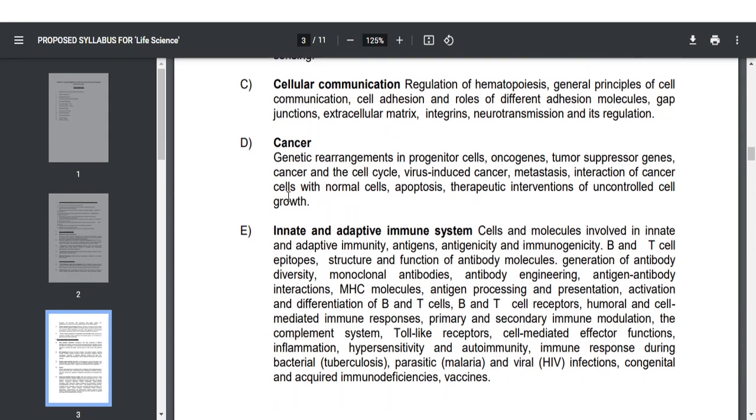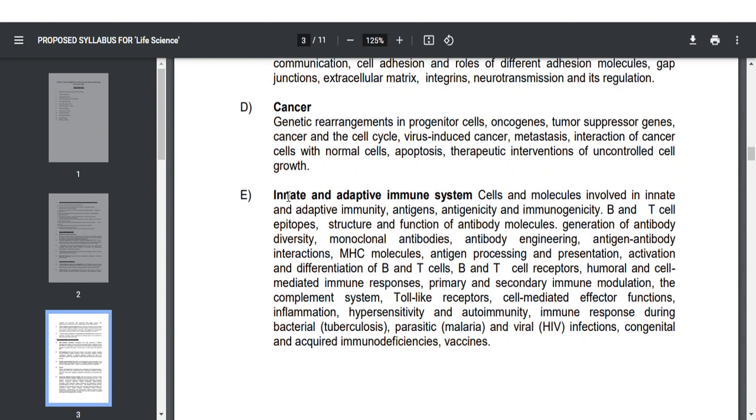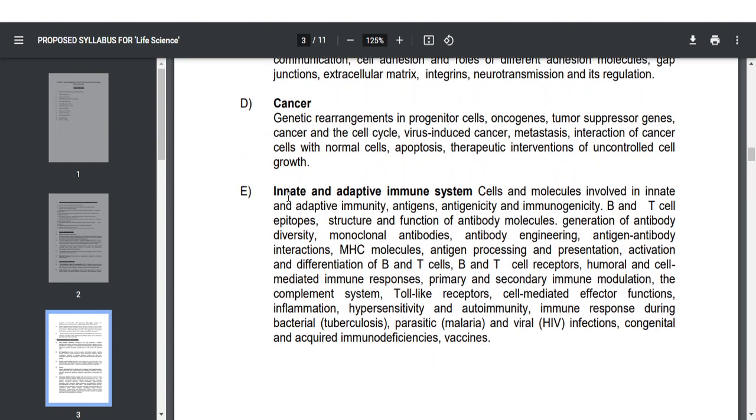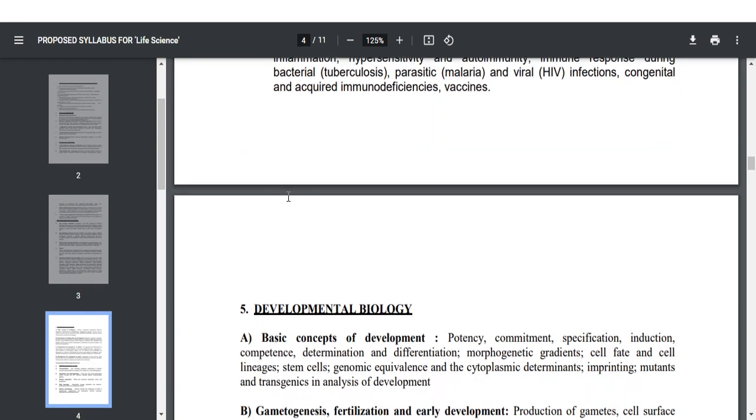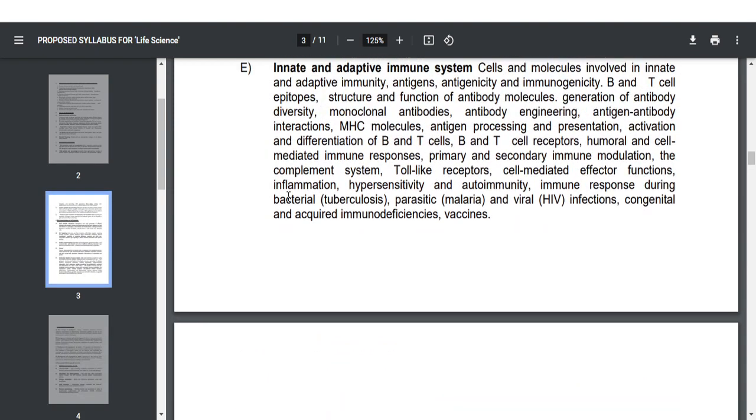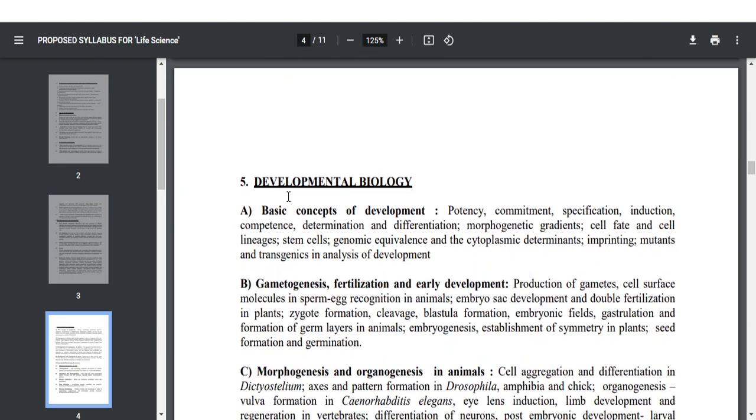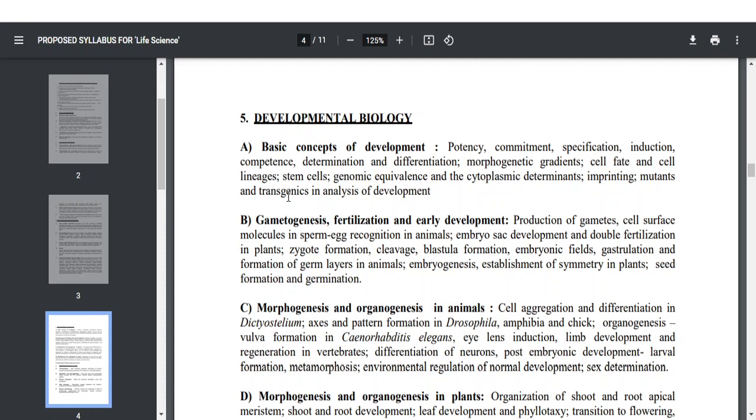Next is immunology. From immunology, definitely 1 question will be asked in section B and 1 in section C. If you want to leave it, you can leave it, or if you want to prepare, you can prepare from a question bank book. Next is developmental biology, again an important unit for the CSIR examination. From developmental biology, 3 questions will be asked from section B and 6 questions from section C.